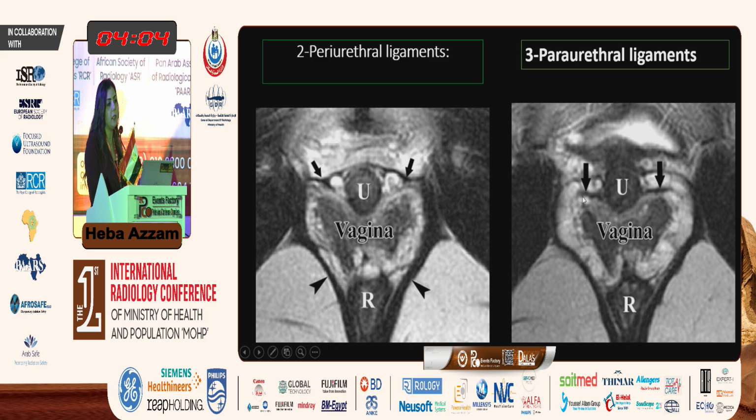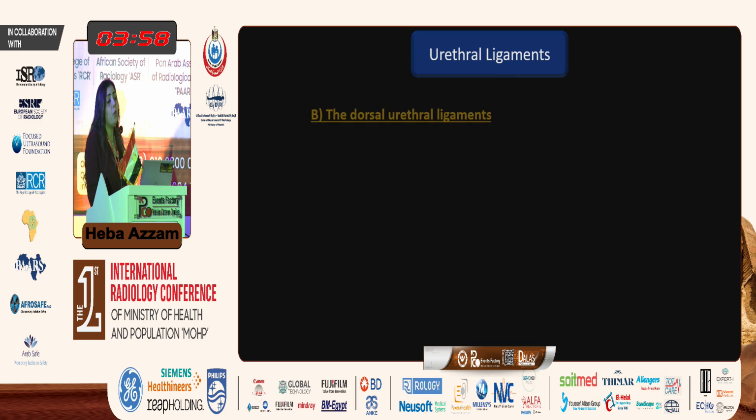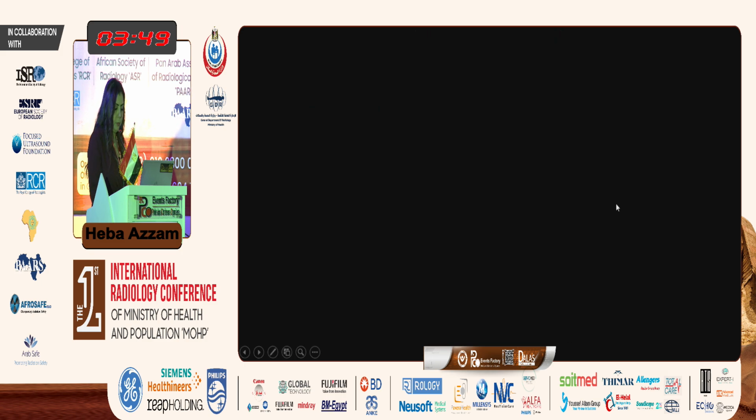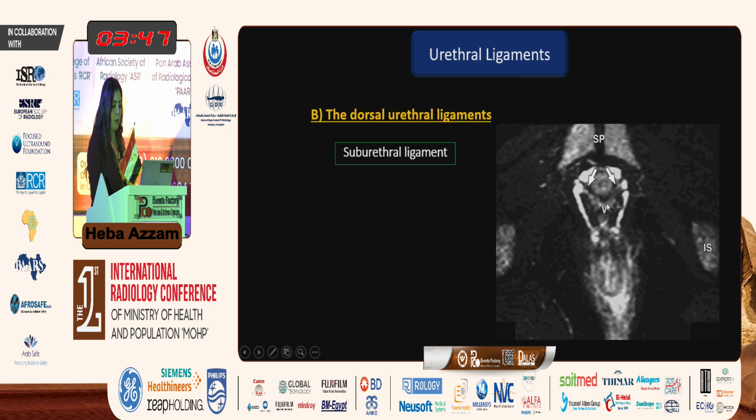So we have three anterior ligaments: the pubourethral, the periurethral, and the paraurethral. We have only one dorsal urethral ligament, which is the suburethral ligament. It's this hypointense structure seen posterior to the urethra.